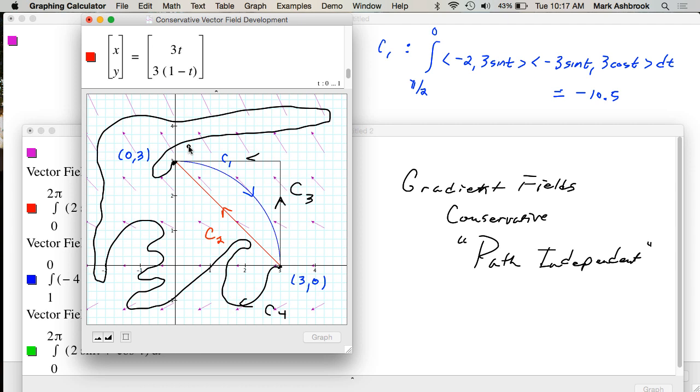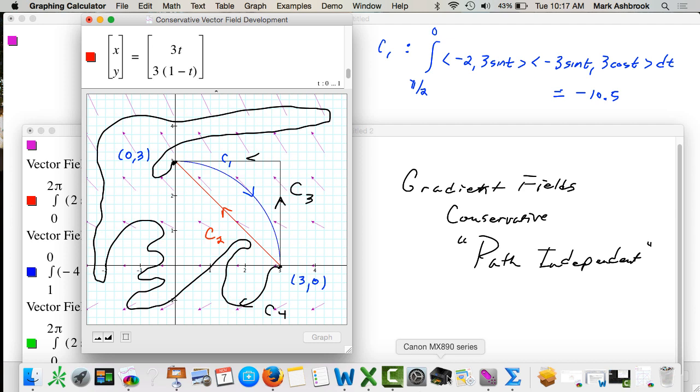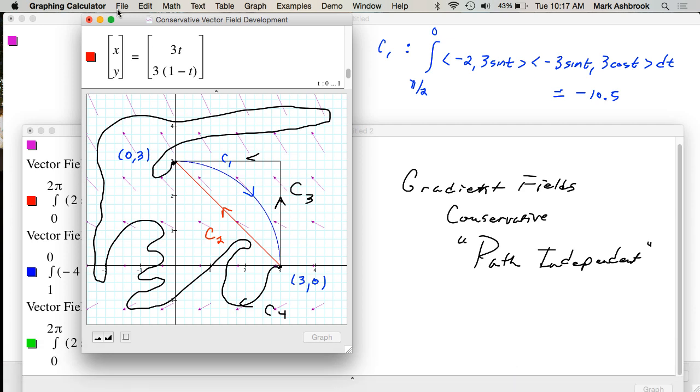Okay, was there a question? I was just thinking, in what real life application would you ever have a conservative vector field? I'm so glad you asked. You're living in one right now. Does anyone know? Gravity. Okay. Hold on a second. This is really cool. Watch.